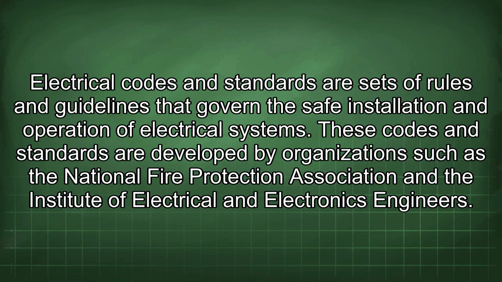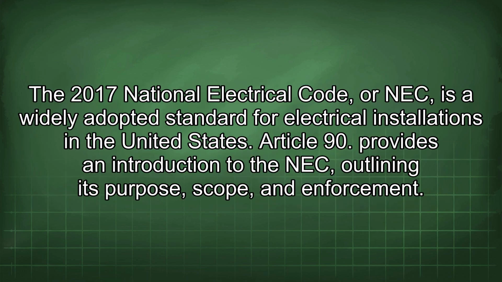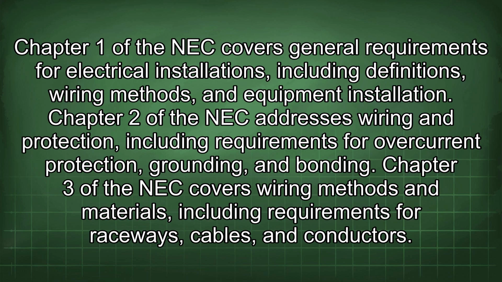The 2017 National Electrical Code, or NEC, is a widely adopted standard for electrical installations in the United States. Article 90 provides an introduction to the NEC, outlining its purpose, scope, and enforcement. Chapter 1 of the NEC covers general requirements for electrical installations, including definitions, wiring methods, and equipment installation. Chapter 2 of the NEC addresses wiring and protection, including requirements for overcurrent protection, grounding, and bonding. Chapter 3 of the NEC covers wiring methods and materials, including requirements for raceways, cables, and conductors.